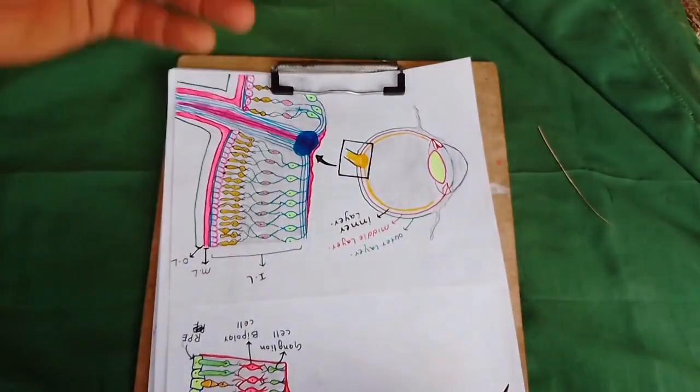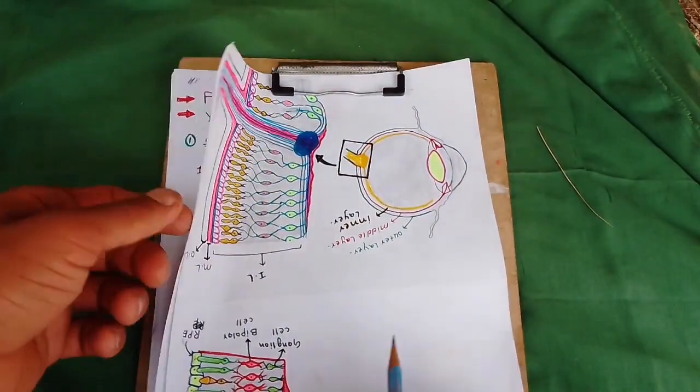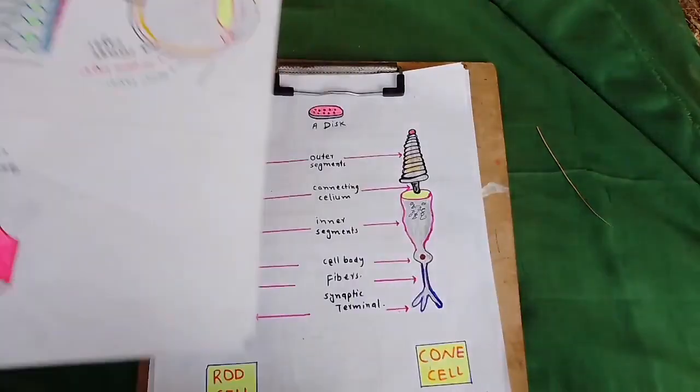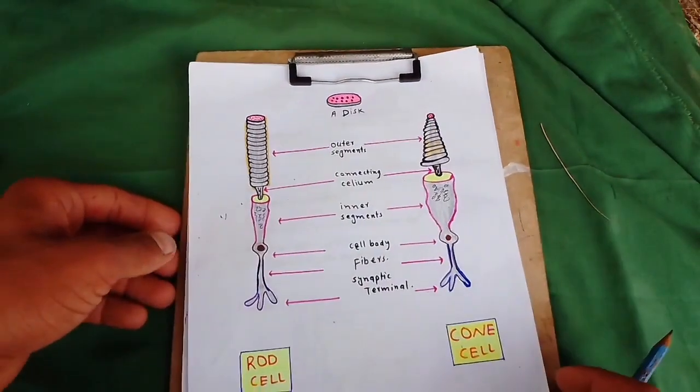So what is the structure and what is the function of the rod and cone cells? What is the rod cell?